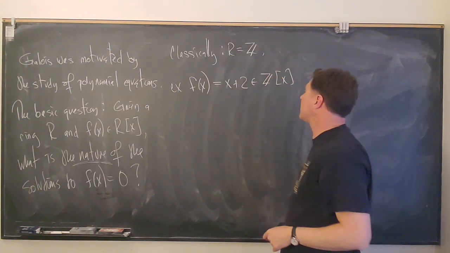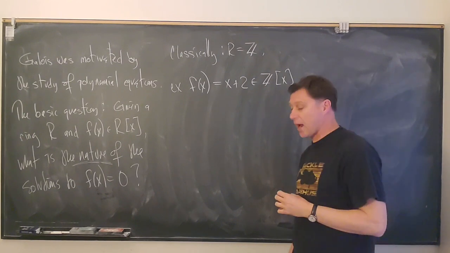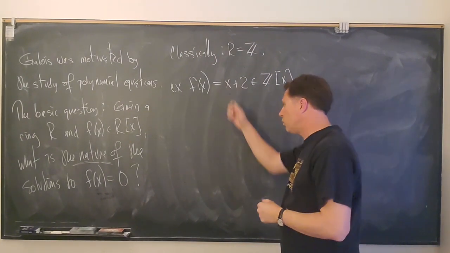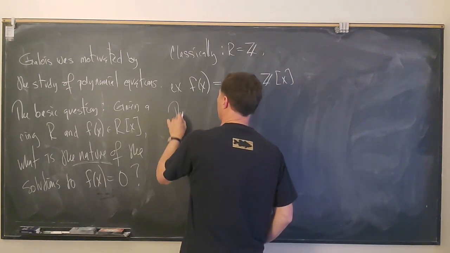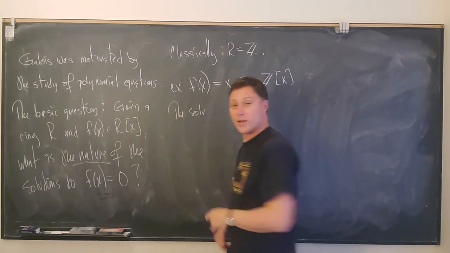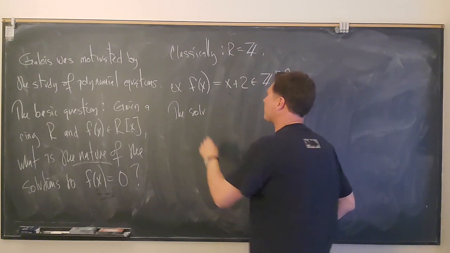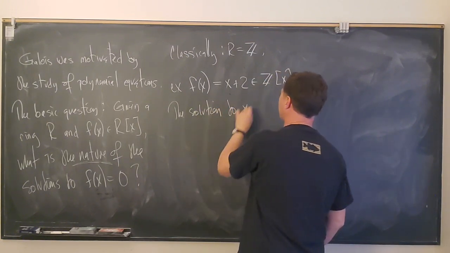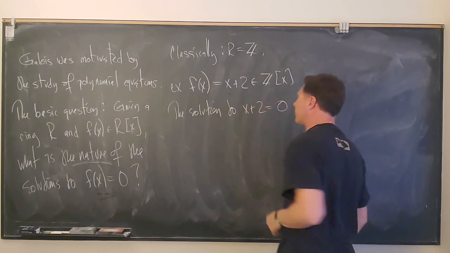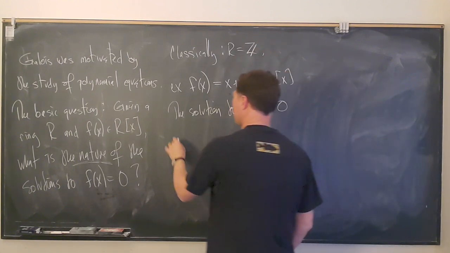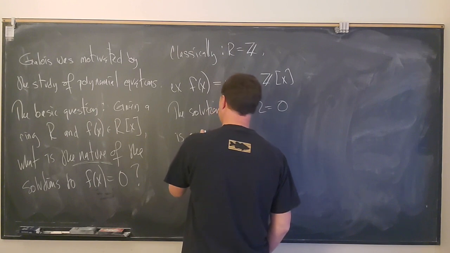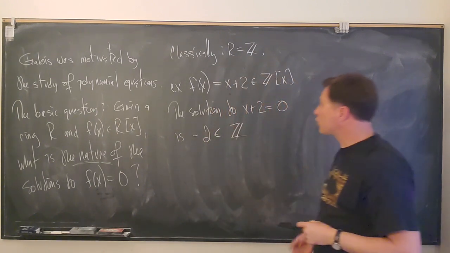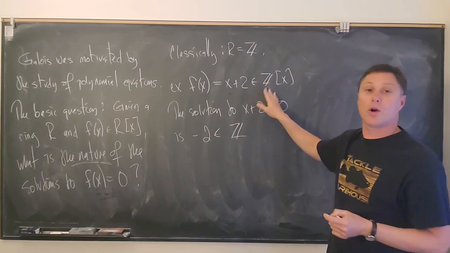Thinking of this polynomial as living in Z[x], when we look at the solution, well, we know the solution is -2. I told you we were going to take things down a notch. So the solution to x plus 2 equals 0, we can all do this, is -2, and the point here being that the solution lives within the ring of coefficients.